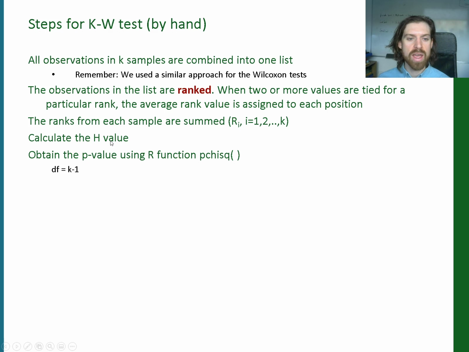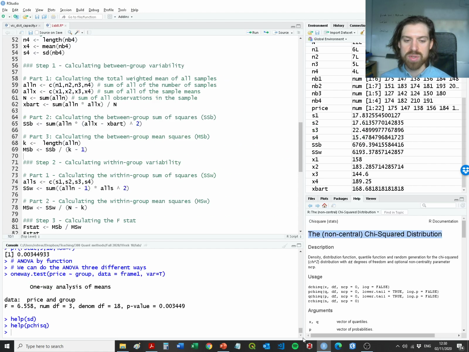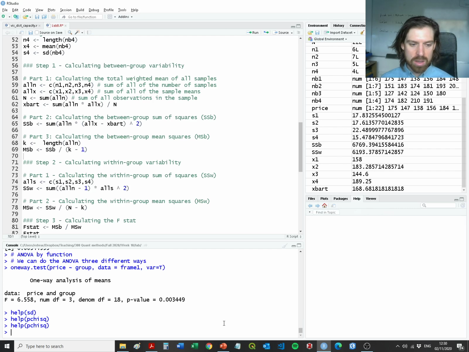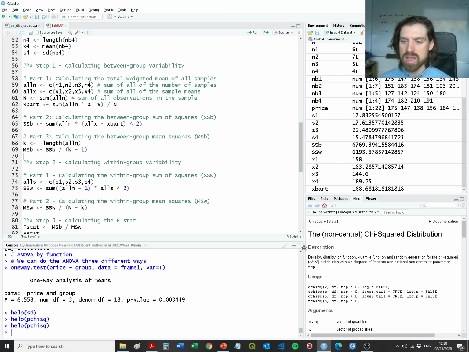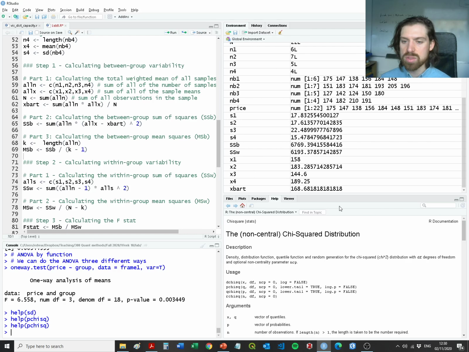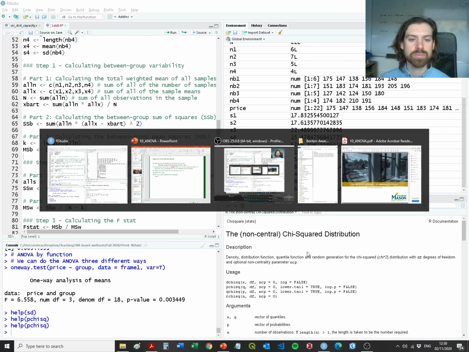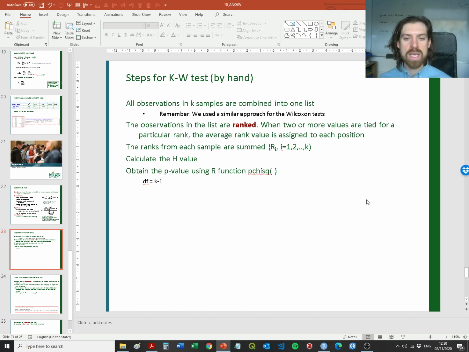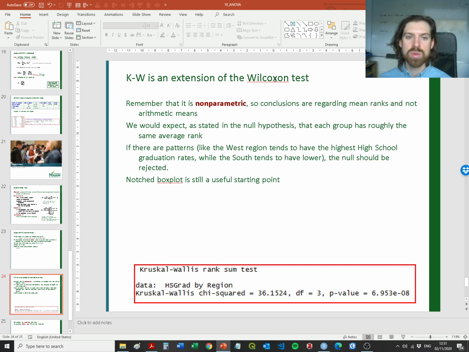And then we can calculate the H value and obtain the p-value using the R function pchisq, which essentially is the chi-squared distribution. So if we just look at that here, this is the non-central chi-squared distribution that we're able to use here, and we're able to get quantile values, for example, like we did previously. So hopefully part of that test is somewhat familiar to you.